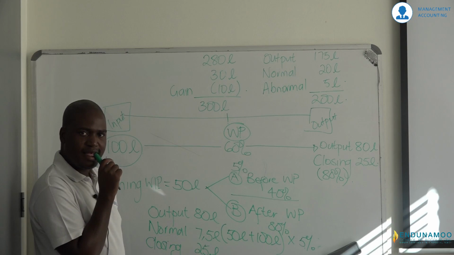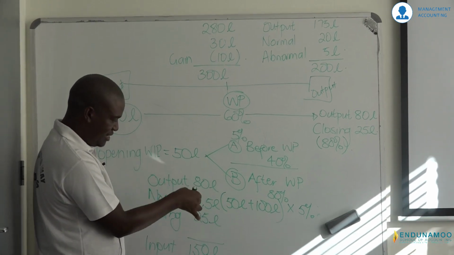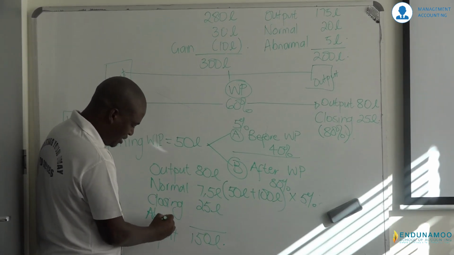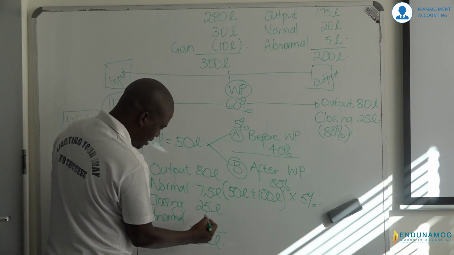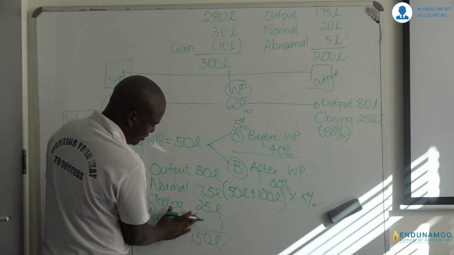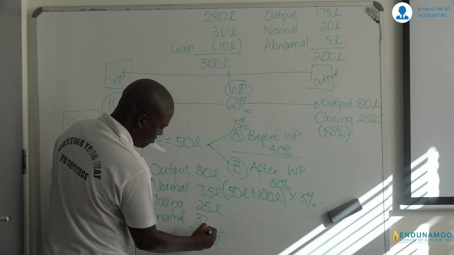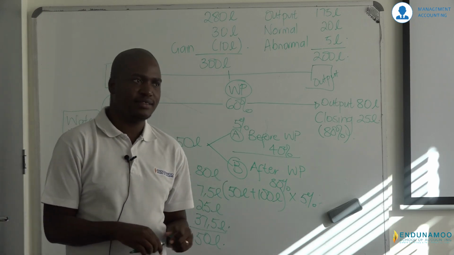Then I'm saying that whatever is missing is meant to reconcile. So it can be our abnormal loss in this case. Sorry, it will be 37.5. But now it is reconciled.